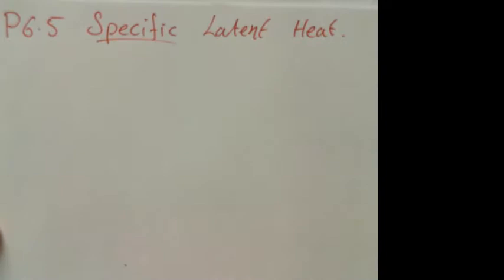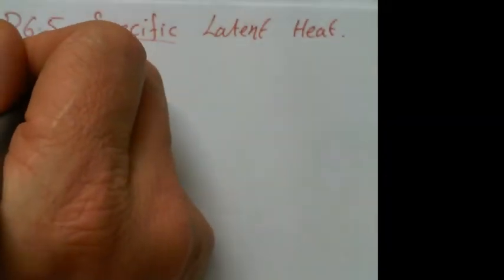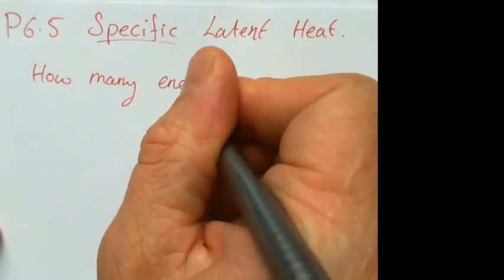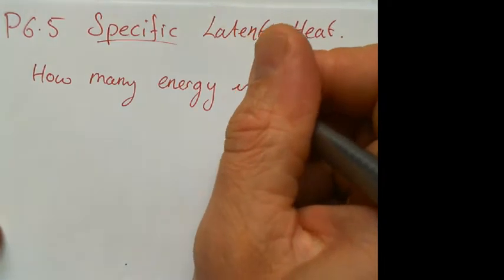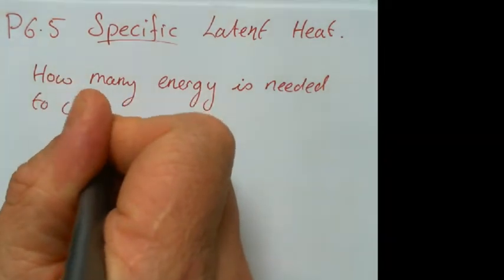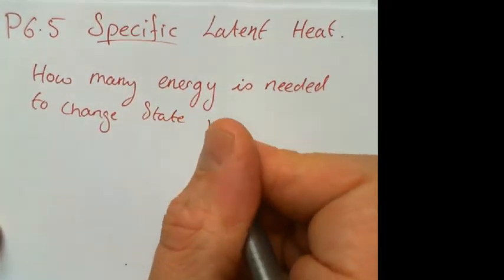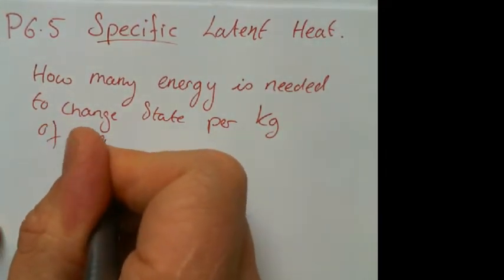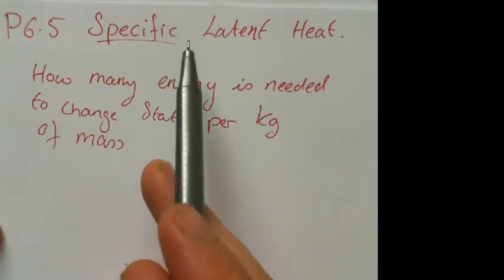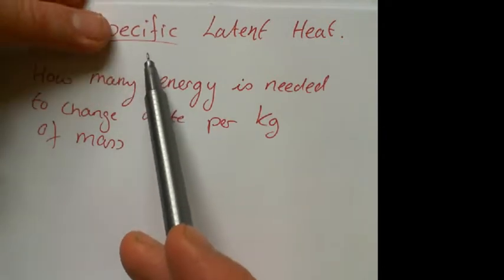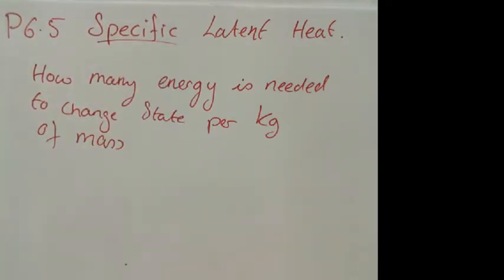So it wants to say how much energy is needed to change state per kilogram of mass. So that's the difference. Latent heat is just how much energy is needed to change state. Specific latent heat is specifically how much energy it needs to change state by 1 kilogram. To change the state of a kilogram, okay, per kilogram.